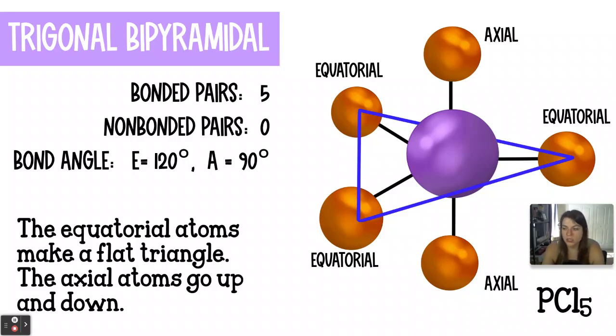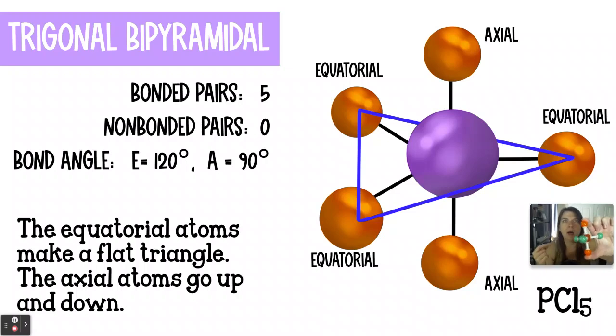Here we have a molecule of PCl5. In this case, the phosphorus has 10 electrons because it has 5 bonds in total, 5 bonded pairs and 0 lone pairs. There are 2 bond angles on a trigonal bipyramidal. You can see it a little bit better in my model here. We have axial atoms, which go straight up and down.